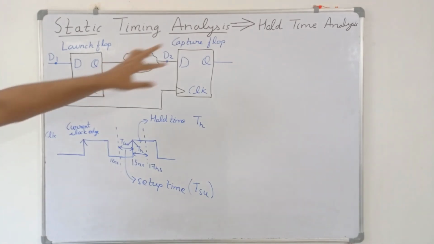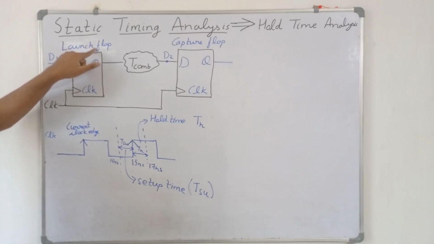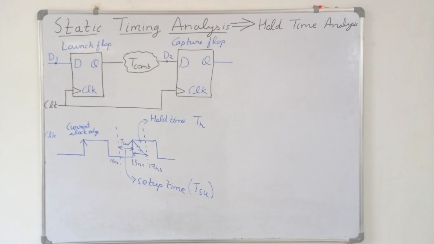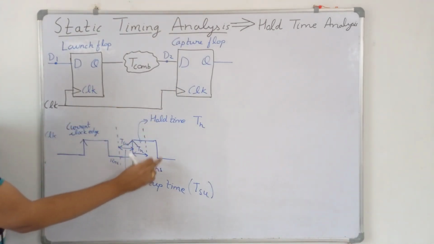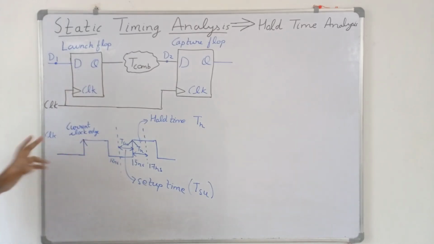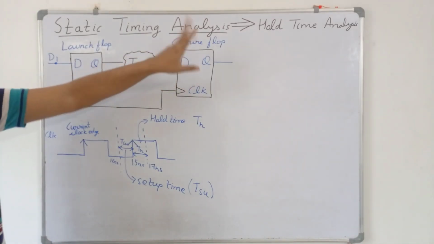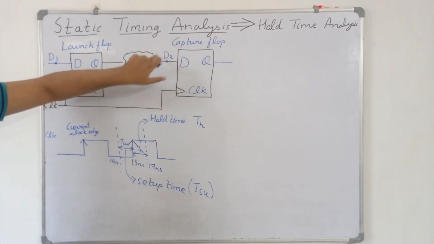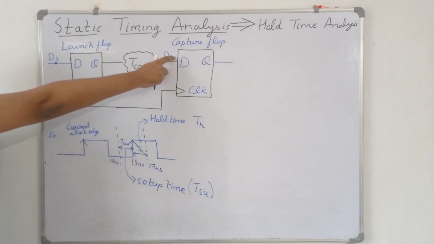And during the hold time analysis, what we have to ensure is that the data which is launched by the launch flip flop at the current clock edge should not travel to the capture flip flop before the hold time has passed after the clock edge. Because if the hold time has passed, then it will guarantee that the data which is captured by the capture flip-flop will not be corrupted with the next data. So if suppose capture flip-flop is capturing this data D2, then this data D1 should not corrupt this data D2.